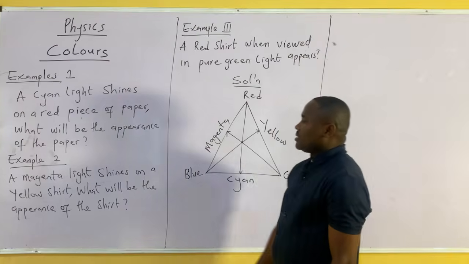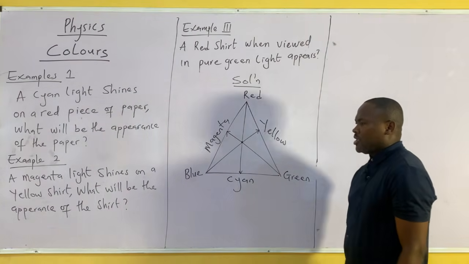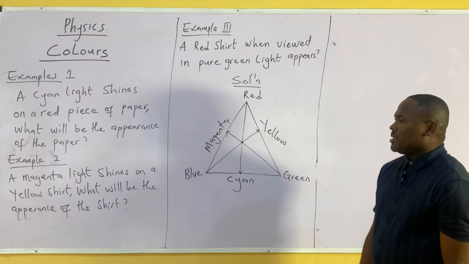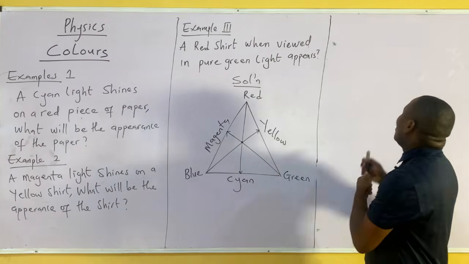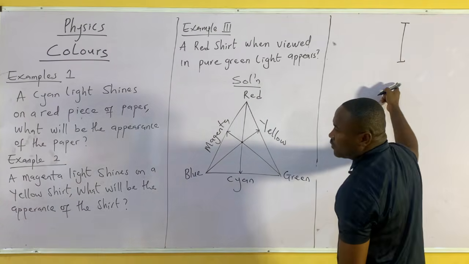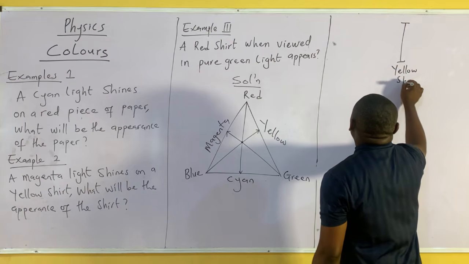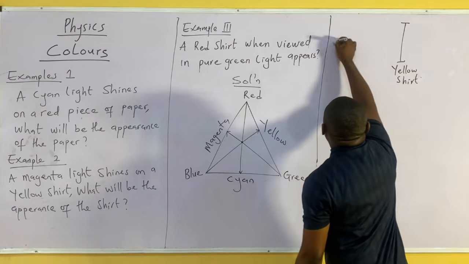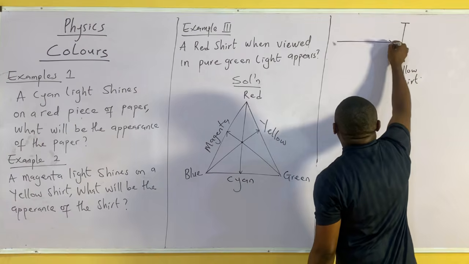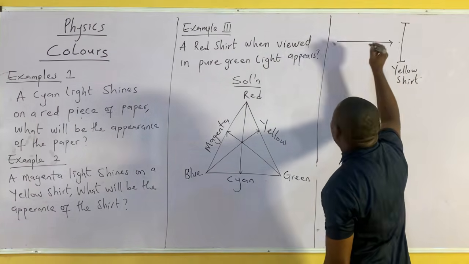Now let's look at question number 2. It says a magenta light shines on a yellow shirt. What will be the appearance of the shirt? Now look at it again. This is the shirt. What's the nature of the shirt? Yellow. So this is a yellow shirt. And what light was shone on the shirt? It was a magenta.